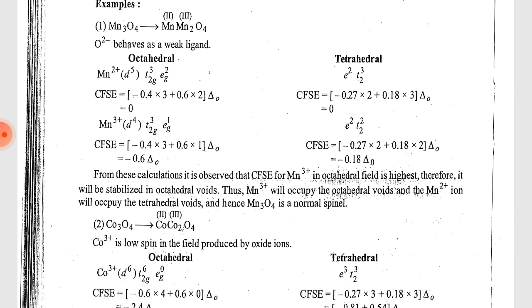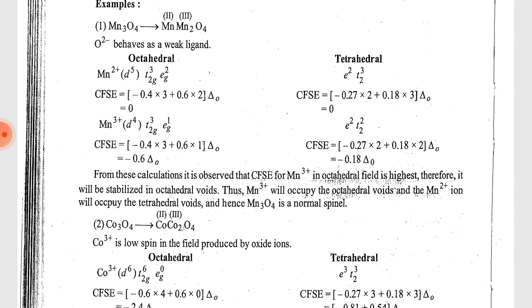Example 1: Mn3O4, that is Mn2+ Mn3+ 2 O4. O2- behaves as a weak ligand. Octahedral Mn2+ is d5, t2g3 eg2, tetrahedral e2 t2^3. In octahedral, CFSE is minus 0.4 multiplied by 3 plus 0.6 multiplied by 2 Δ0, which is equal to 0. In tetrahedral, CFSE is minus 0.27 multiplied by 2 plus 0.18 multiplied by 3 Δ0, which is 0.